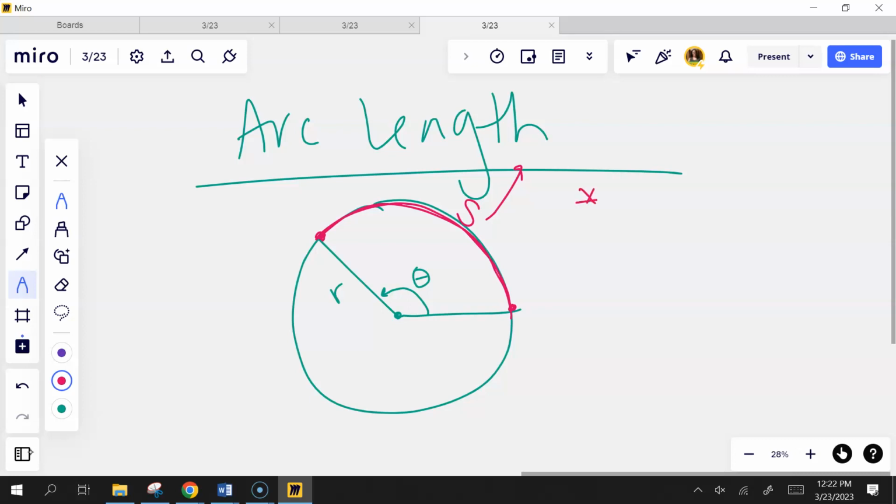What did you say with S? S is arc length. That represents arc length. Here's the caveat. Your theta must be in radians. It cannot be done in degrees. You need to switch it over. To find S, you take the radius times theta. That's it. But if your theta is not in radians, bruh. Radius times theta gives you that arc length.